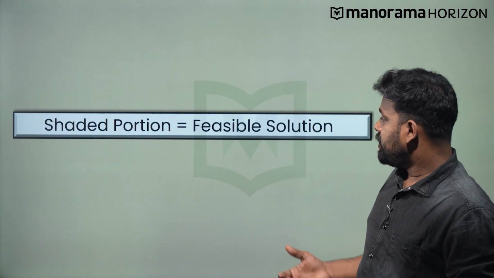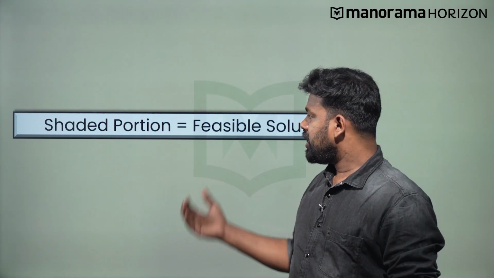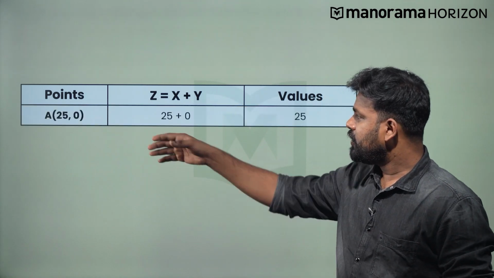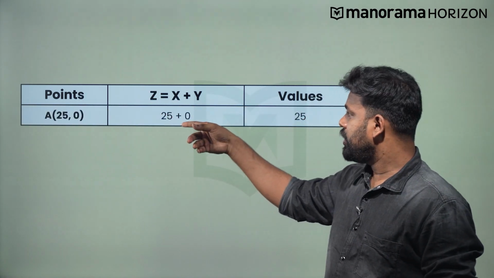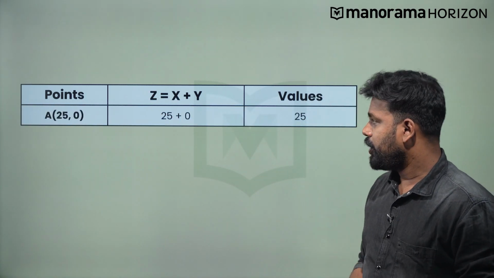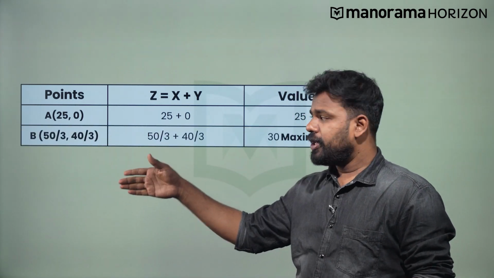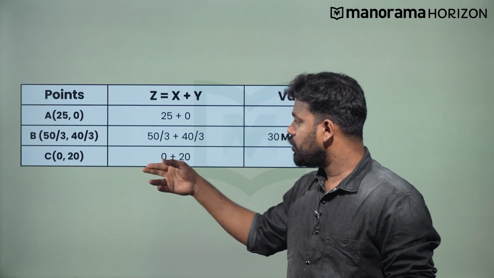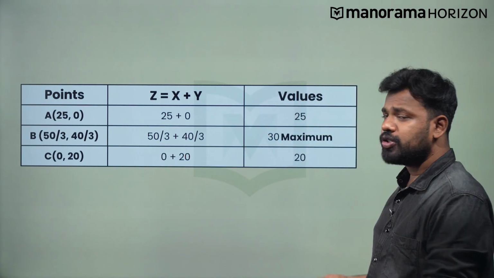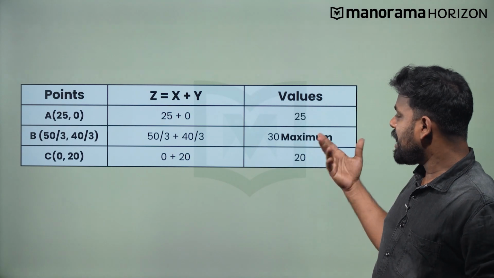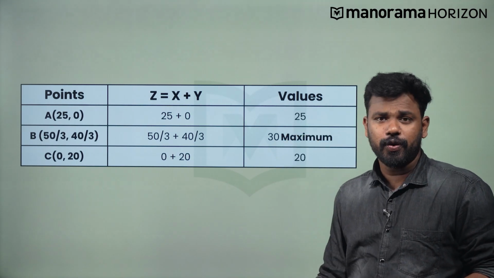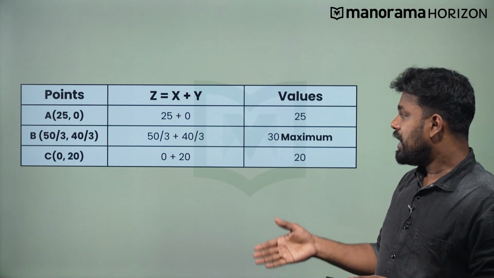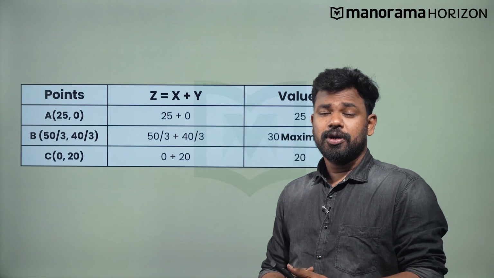Now, to find the total solution, you just look at the shaded portion and you get the feasible solution, right? And when you look at the points, you take the first point, that is A (25, 0), and put it here, you get 25 plus 0, that is the value 25. (50/3, 40/3), you put it here, you get 30. And C, when you put (0, 20), you get 0 plus 20, that value is 20 itself. Now look here, what is the maximum value? When do you get the maximum value? When you put it at point B. And what is the maximum? It is 30. So that is how you get the answer for this particular LPP, right?